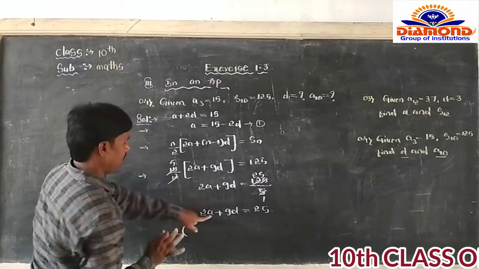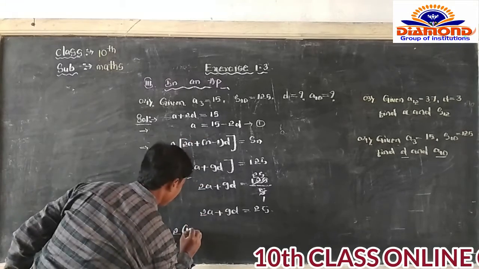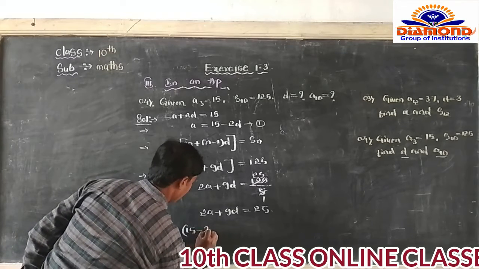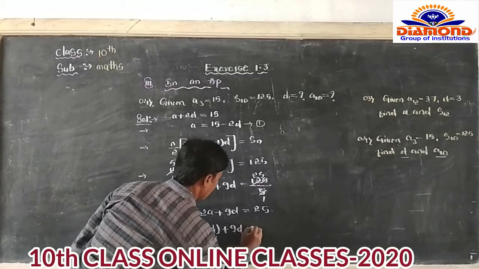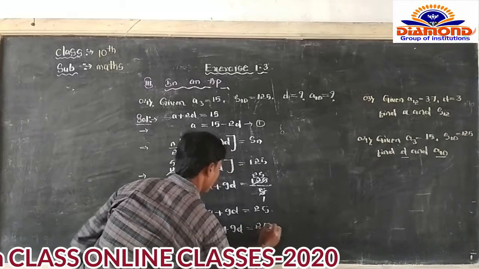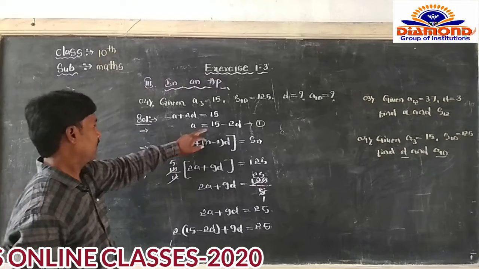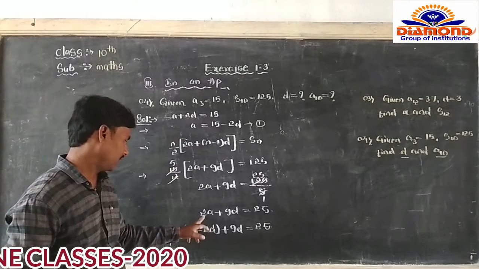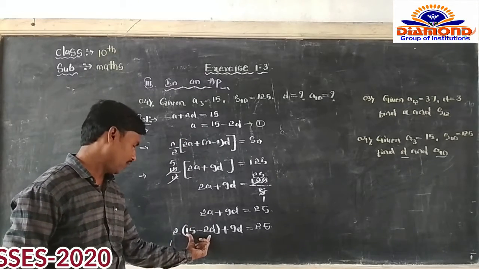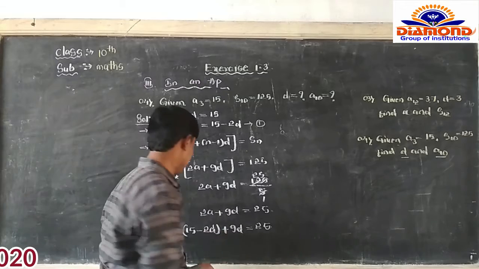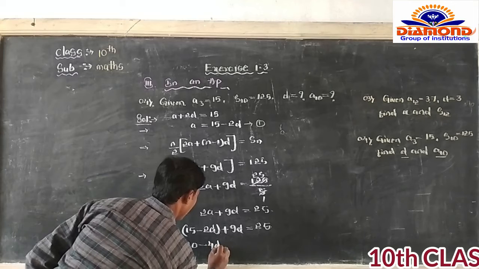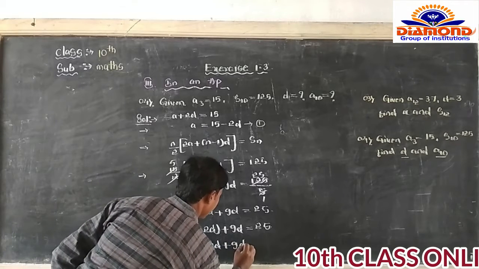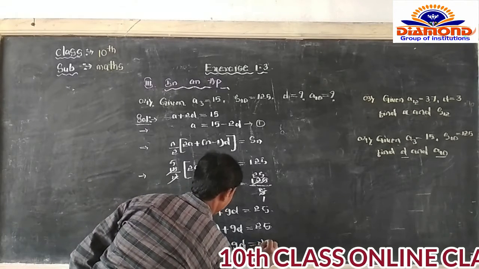A value is what? Here a value is 15 minus 2d, in brackets, plus 9d is equal to 25. So one more time, dear students, here we are substituting the a value. 2a is there: 2 into 15 minus d plus 9d. 2 15s are 30 minus 2 4s are 8d plus 9d is equal to 25, dear students.